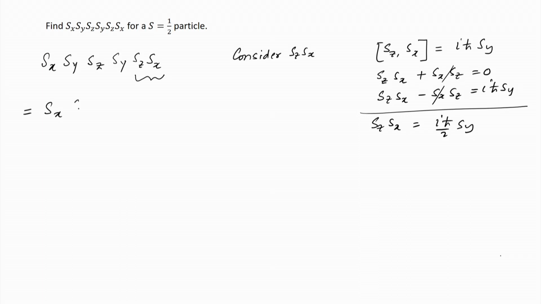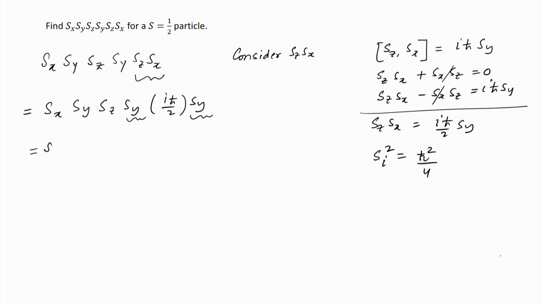So, Sx, Sy, Sz, Sy and then i h cross by 2 Sy. There is another relation that needs to be utilized here, that Si squared is equal to h cross by 4, each one being h cross by 2 squared. So, it is h cross squared by 4. So, now we have a Sy and a Sy.